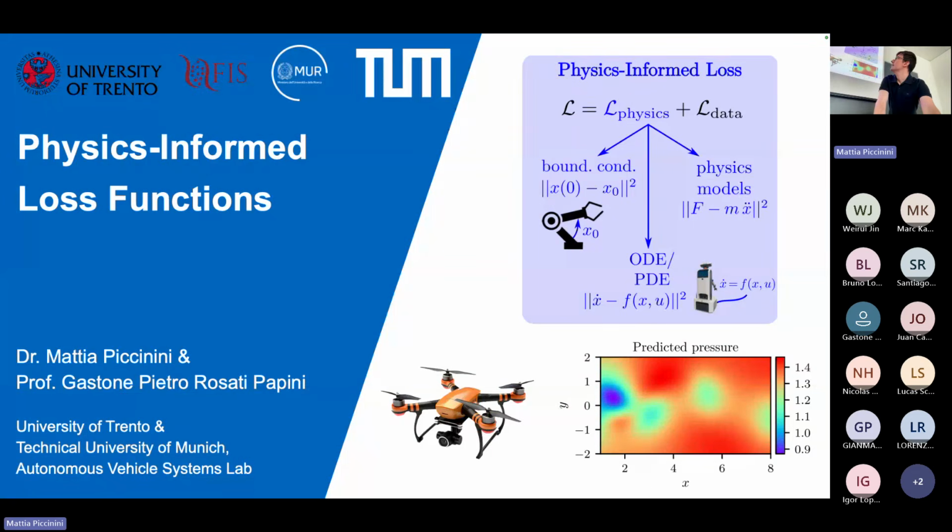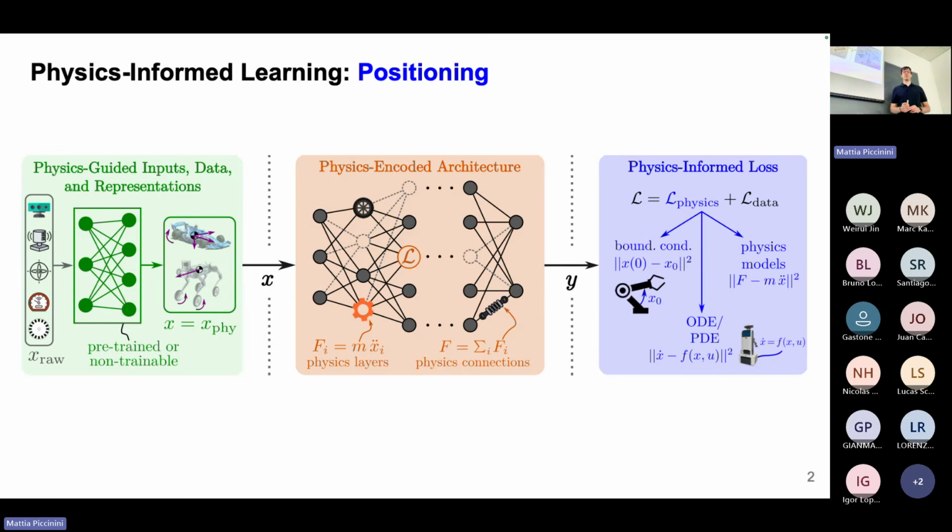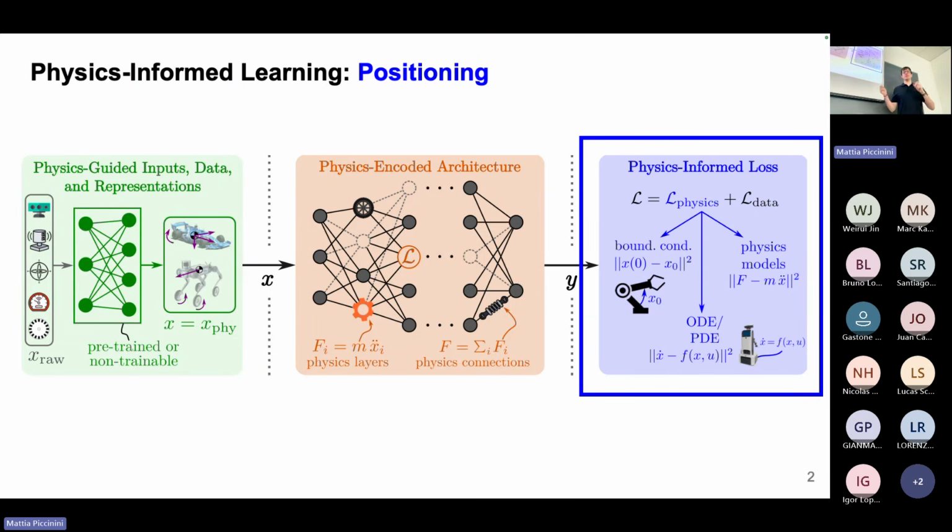Okay, which is physics informed. Yeah, physics informed loss functions. This is the second chapter. So the second method, if you want, to try to incorporate physics priors. So again, let's restart from our high-level view. 3 different categories. We're of course looking at the third one now.